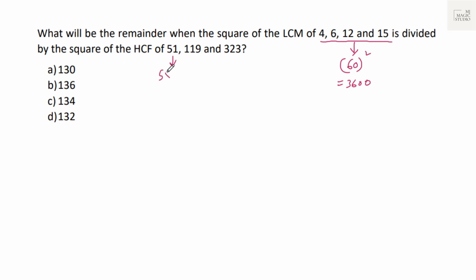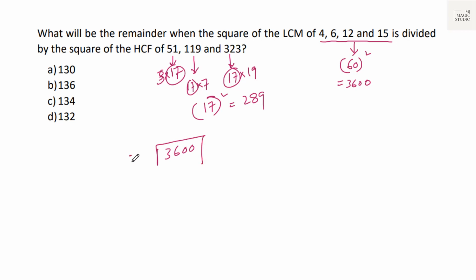15 is 3 into 5, 119 is 17 into 7 and 323 is 17 into 19. So we can see 17 is common. HCF of these three numbers is 17. Square of that is 289. We need to just simply divide 3600 by 289 and find the remainder.